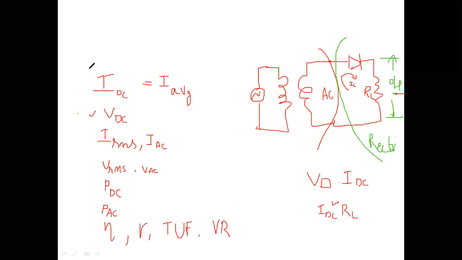First one is IDC. Second one is VDC. If I get IDC, easily I can get VDC. Then IRMS, VRMS. If I get IRMS, easily I will get VRMS.